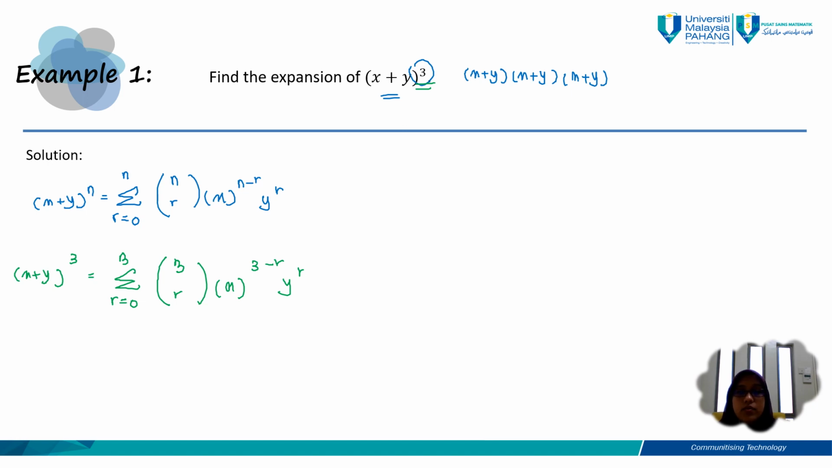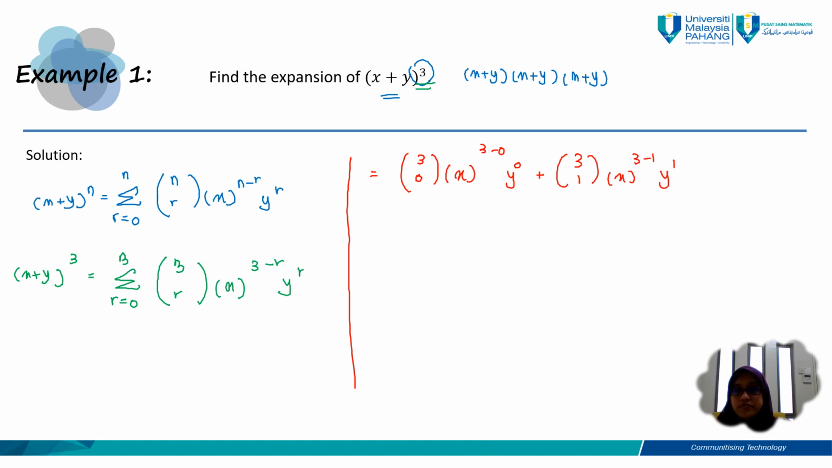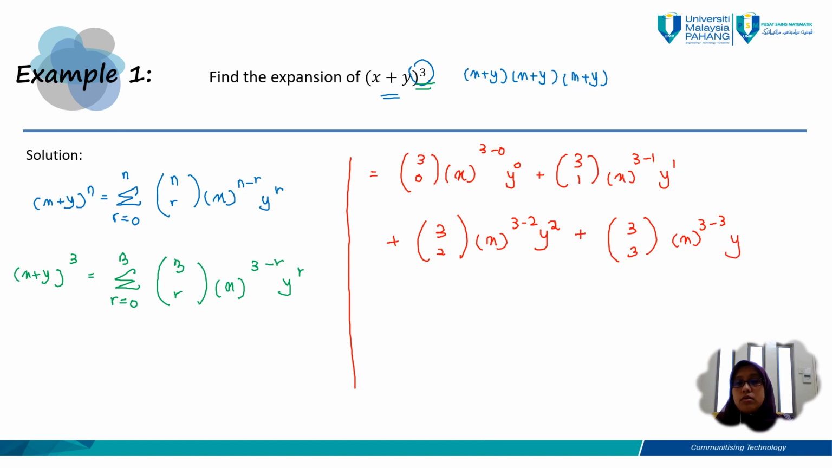For the expansion, I will start with r equal to 0, so (3, 0) x to the power of 3 minus 0, y to the power of 0, plus (3, 1) x to the power of 3 minus 1, y to the power of 1, plus (3, 2) x to the power of 3 minus 2, y to the power of 2, plus (3, 3) x to the power of 3 minus 3 multiplied with y to the power of 3.